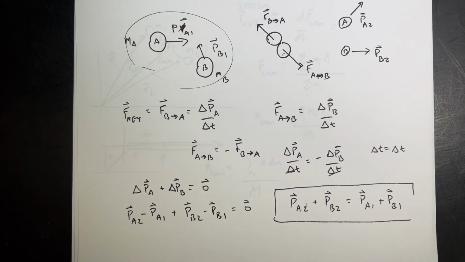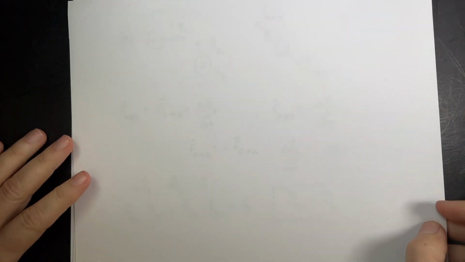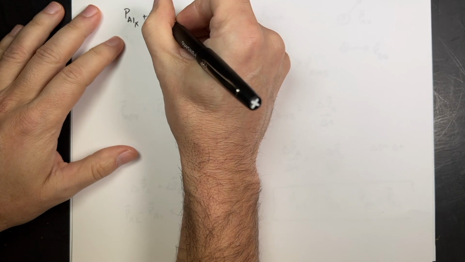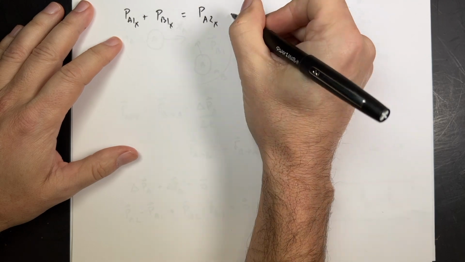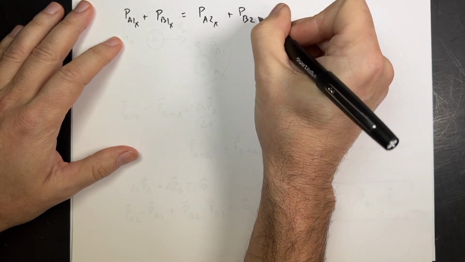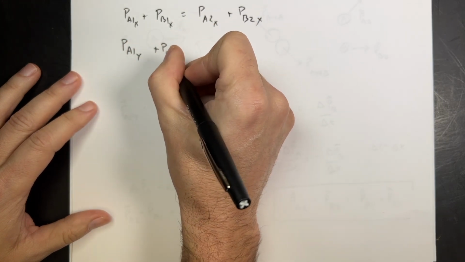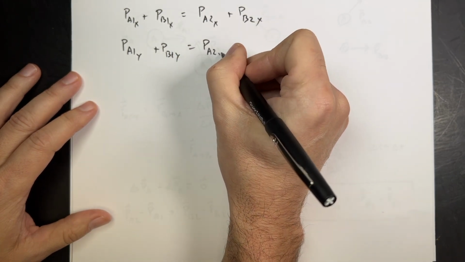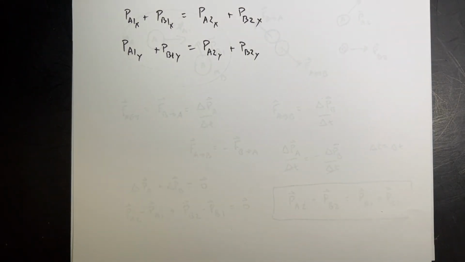Okay, you can write this as an x and a y equation, just because if you don't want to deal with the vectors, that's fine. You don't have to. So I can say P A1x plus P B1x equals P A2x plus P B2x. P A1y plus P B1y equals P A2y plus P B2y. It's the same thing, just written as two equations.